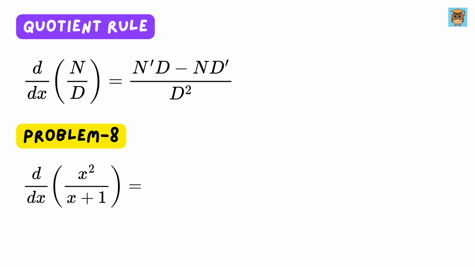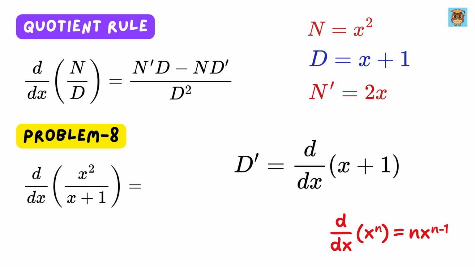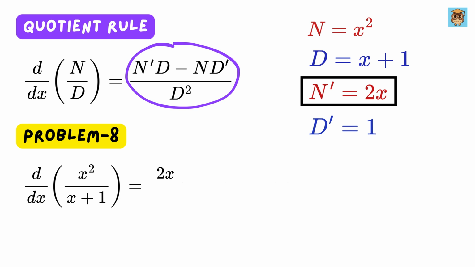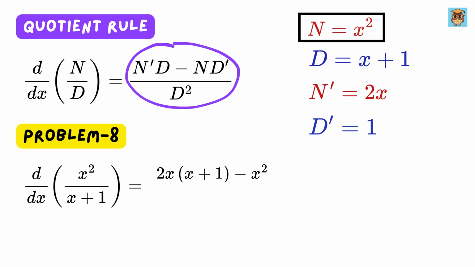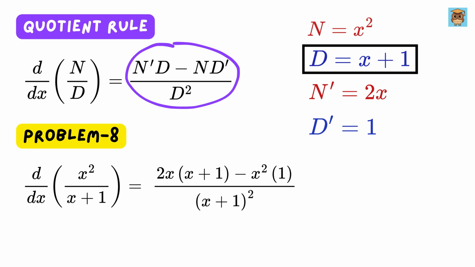Let's find the derivative of x squared divided by x plus 1 using the quotient rule. Here, n is x squared and d is x plus 1. First, we take the derivative of n, which is 2 times x. Derivative of d, or x plus 1, is simply 1. Next, we multiply n prime, or 2x, by d, which is x plus 1. Then, we subtract n, which is x squared, multiplied by the derivative of d. So, this will be 1. Finally, we divide the result by d squared, which is x plus 1 squared.